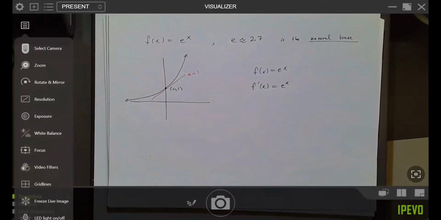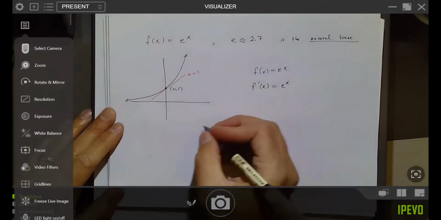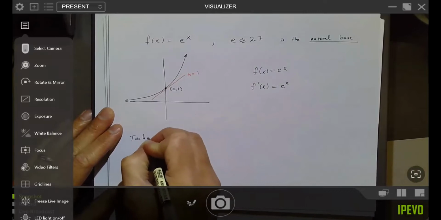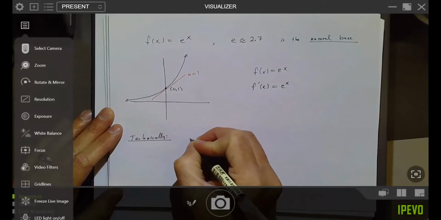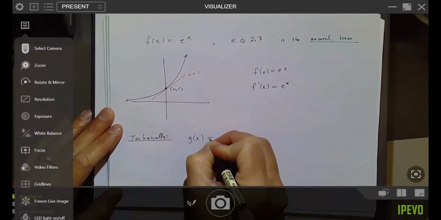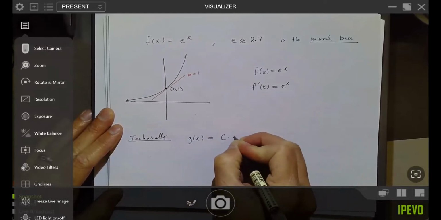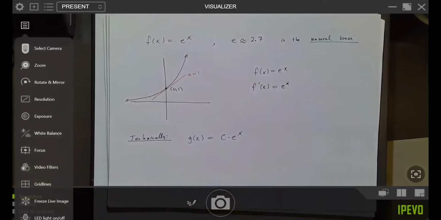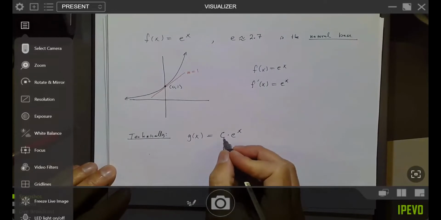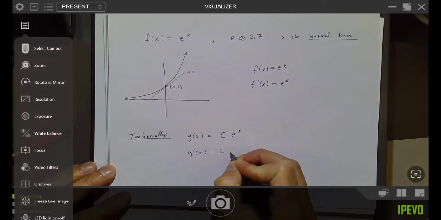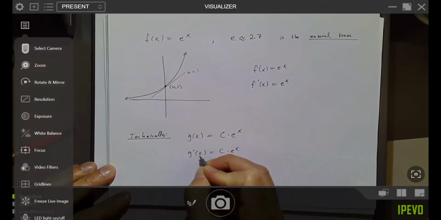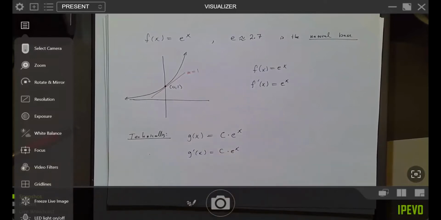I should be more general here. Technically, if your function is any constant multiple of e to the x, then it's its own derivative. Because of the constant multiple rule, right? Constant multiples just hang out. So the derivative here is c times e to the x. Definitely one to remember. It's going to come up pretty frequently.